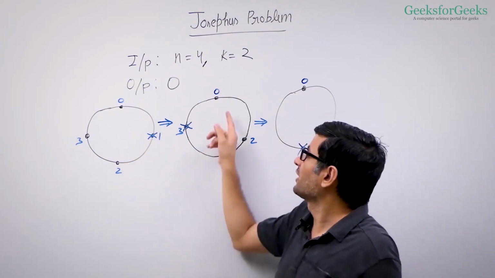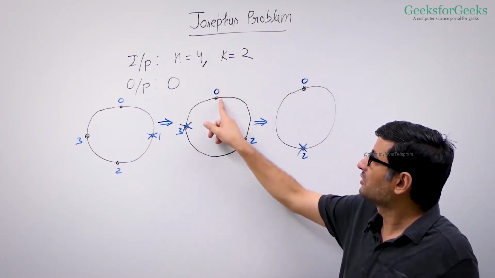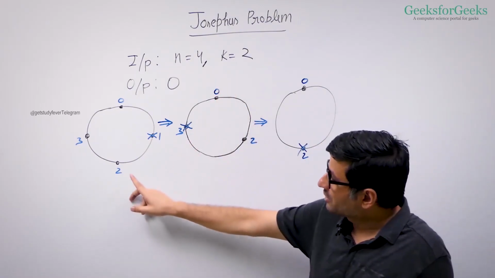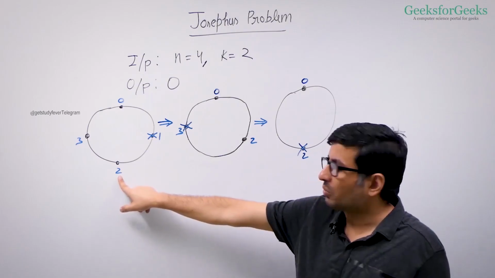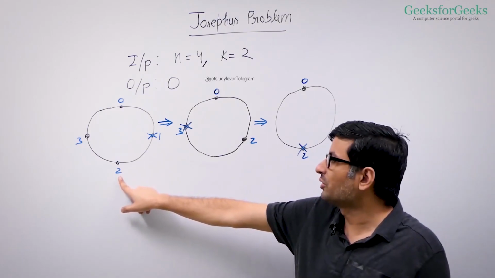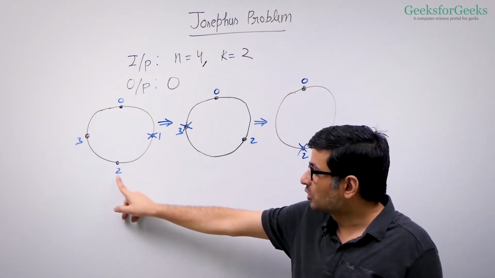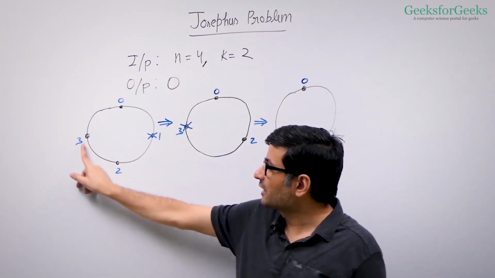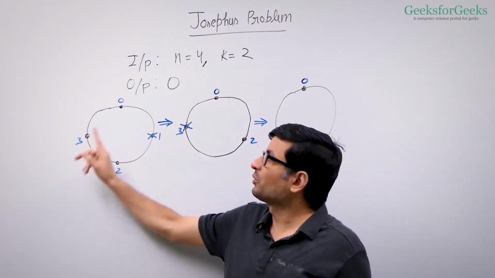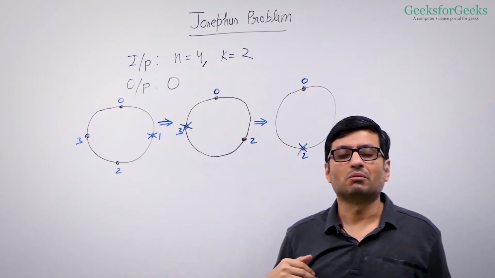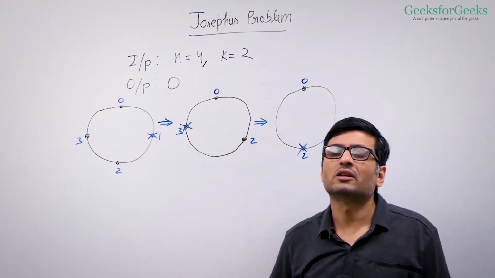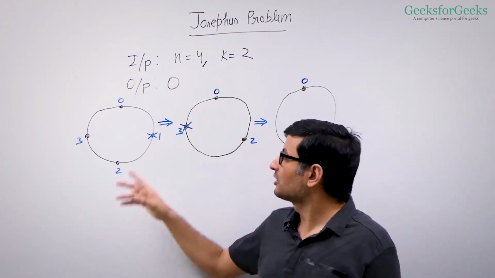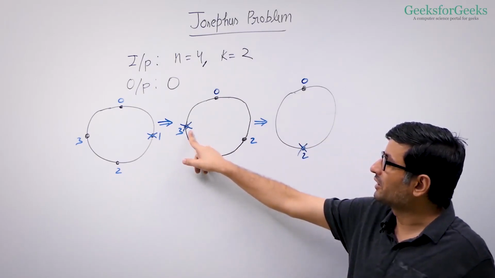Now your new circle contains 3 persons, 0, 2 and 3. And the pistol is handed over to 2. So what 2 is going to do, 2 is also going to kill the second person. So 2 himself is the first person and the second person is 3, right? So when k is 2, every person is going to kill the person next to him. So 3 is going to be killed in the next iteration.